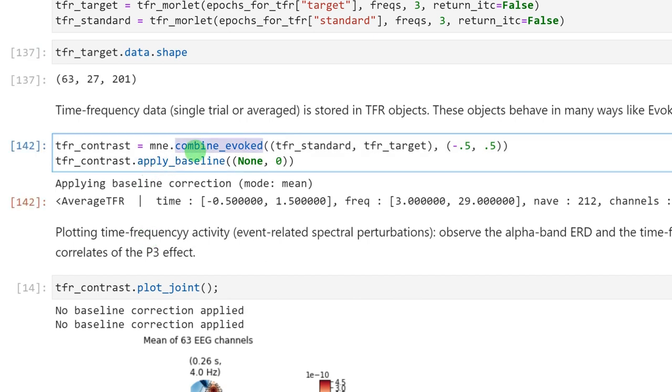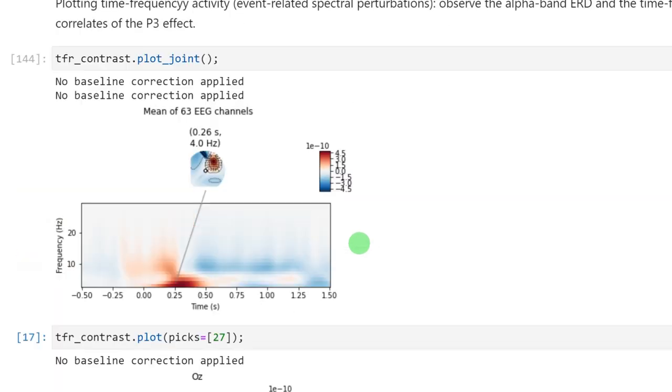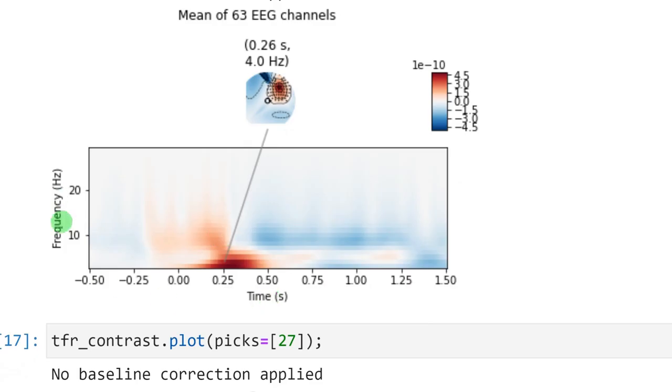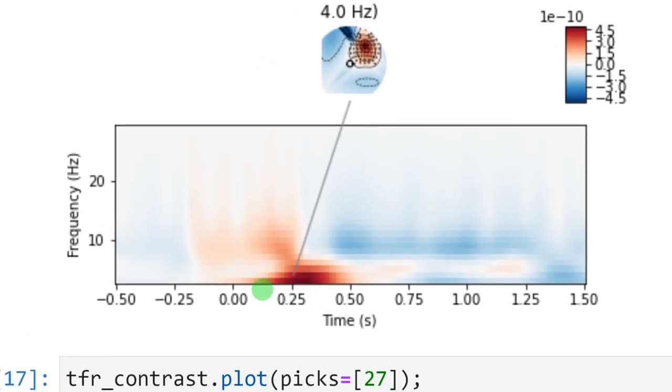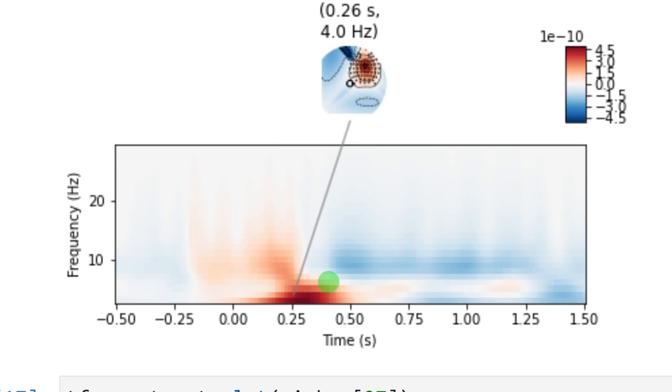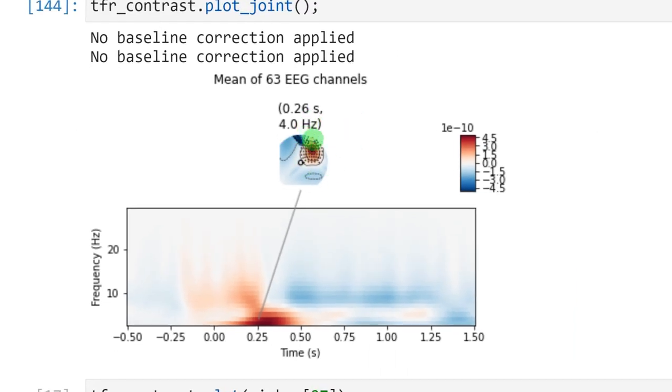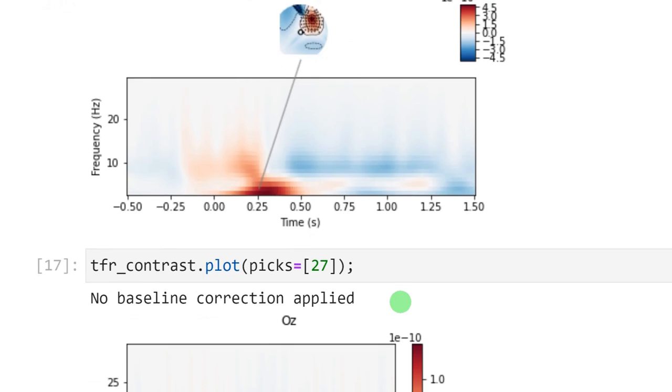Now let's again use a combined evoked, then subtract standard and target. This is a three-dimensional NumPy array, and we apply some baseline correction. Then we visualize, and we can see some clear patterns in time and frequency. This information provides us where in time and frequency we have a significant difference between the two conditions, target ERP and non-target ERP. This red represents the difference. In space we can see the channels, and also the frequency at 4 hertz.